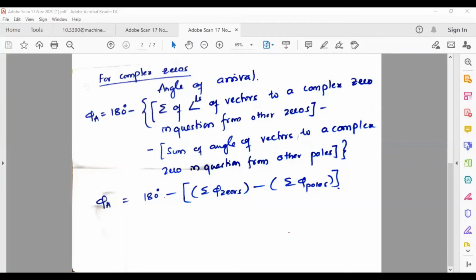Okay, so take down a numerical, the simplest numerical. Draw the root locus for the following loop transfer function, and comment on the stability of the closed loop system.